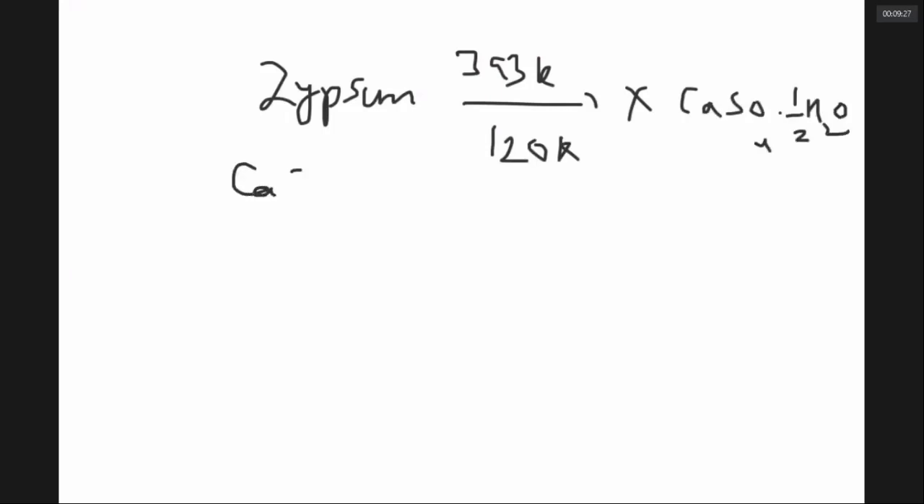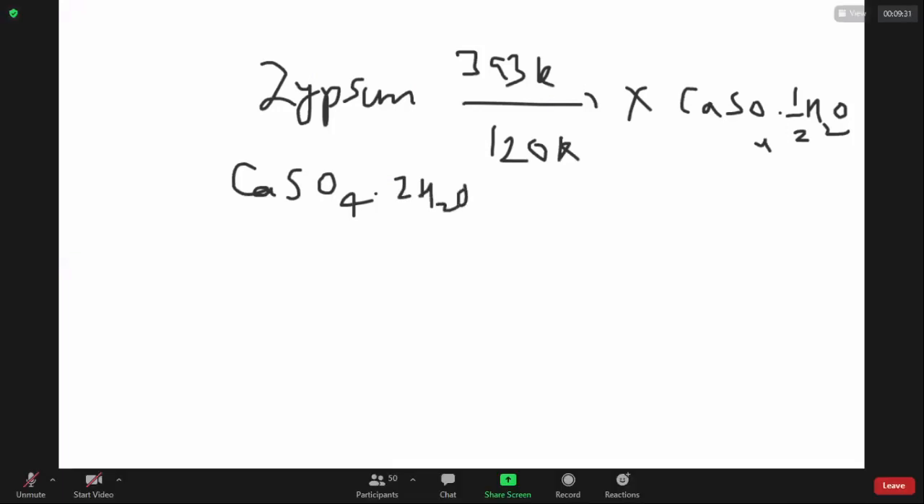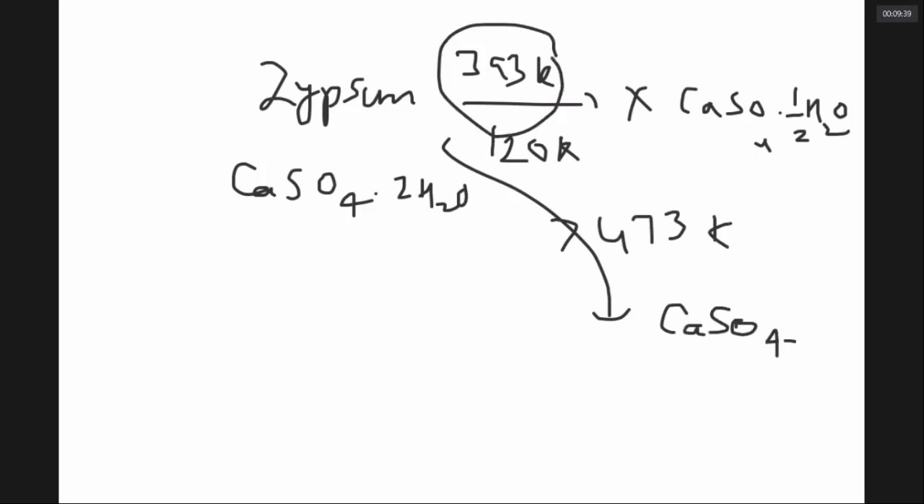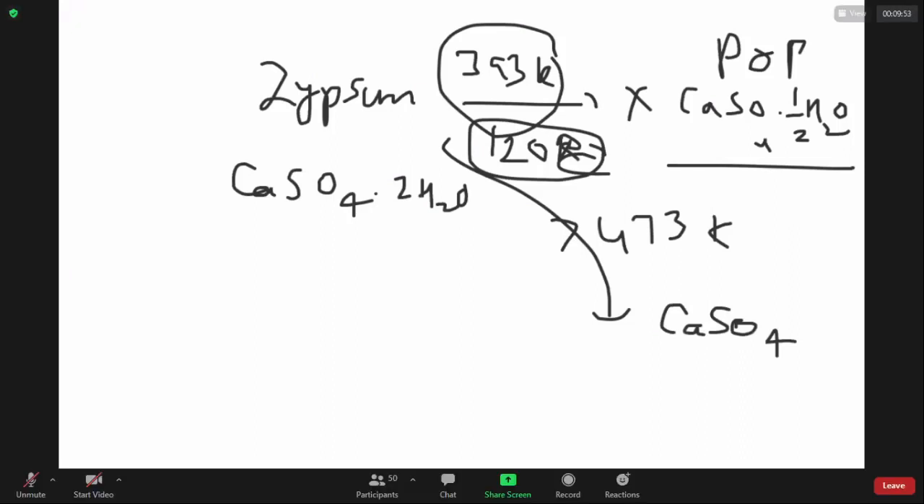Notice if you are heating beyond 200 degrees, that is greater than 473 K, then you get dead burnt plaster. At 393 K, that is at 120 degrees centigrade, you get only POP, which is used to set fractured bones or make idols. This is one question that came in that exam.